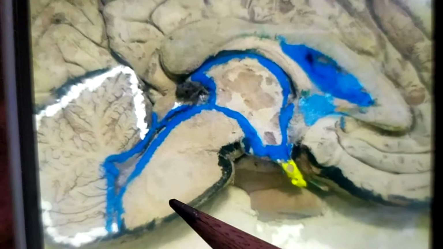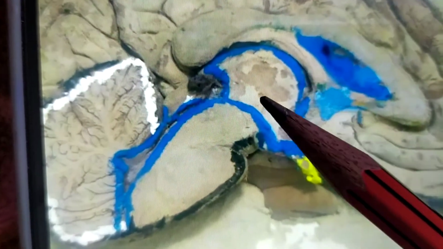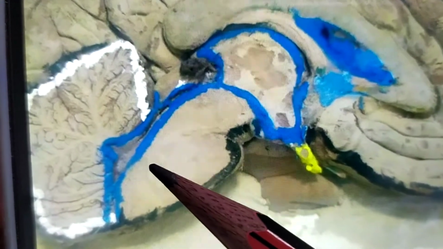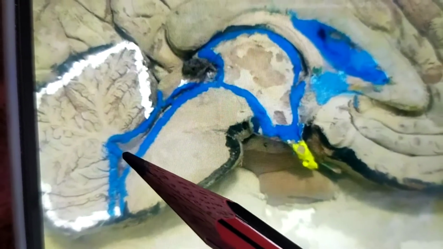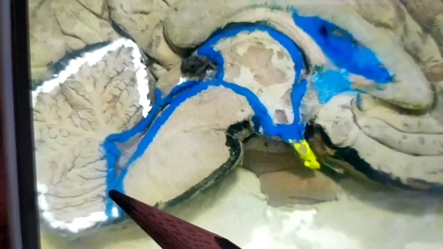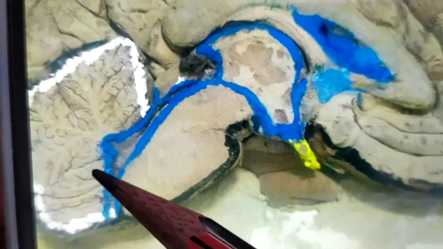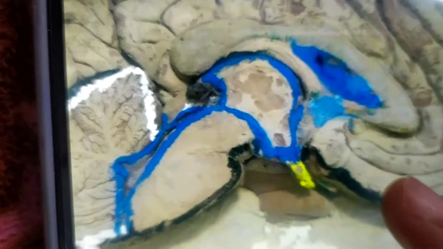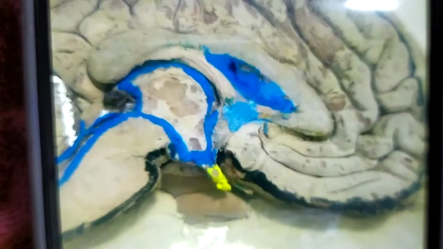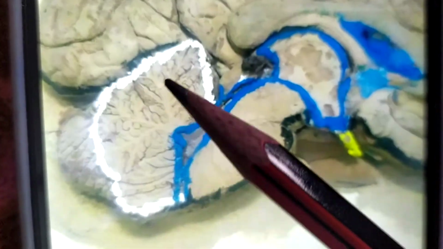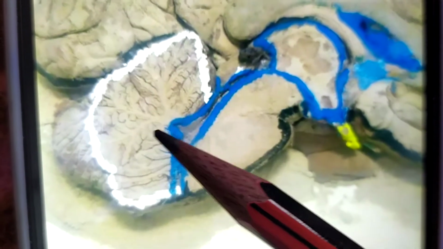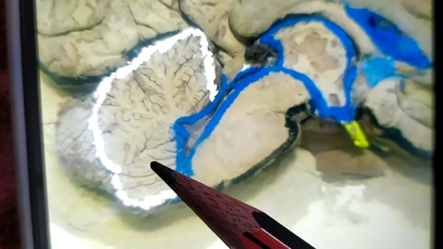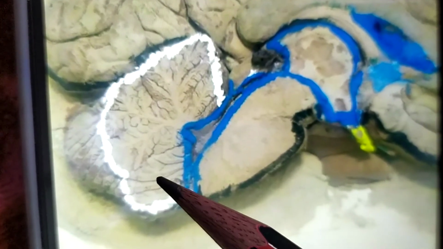So this is a sagittal section, and in the sagittal section the fourth ventricle will appear like a tent. So this is the fourth ventricle, which is the tent shaped structure consisting of the floor and the roof. Next, over here you can see a structure. This structure is referred to as the arbor vitae, or the tree of life, which forms part of the cerebellum.